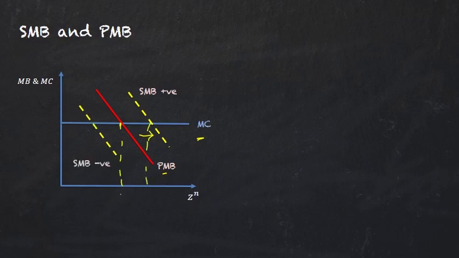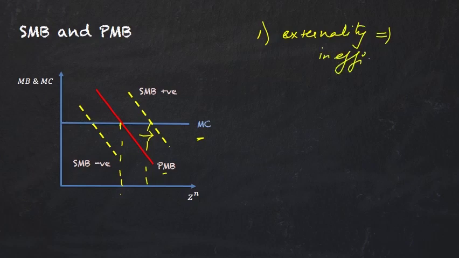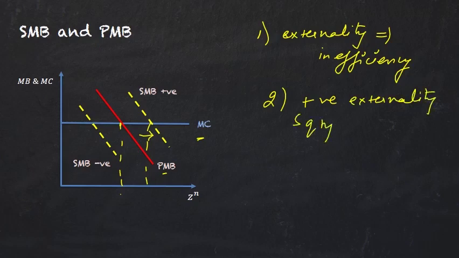One, externality leads to inefficiency. And two, agar hamare paas positive externality hai, then the social quantity is always much higher than private quantity and vice versa. So this is your one set of the externality that we have done. In the second set of the externality we are going to do under Hendricks, we are going to be studying a variety of different examples to prove our externalities.